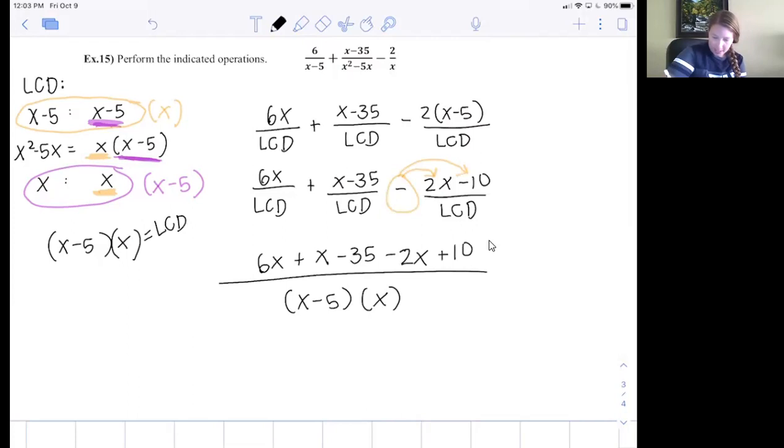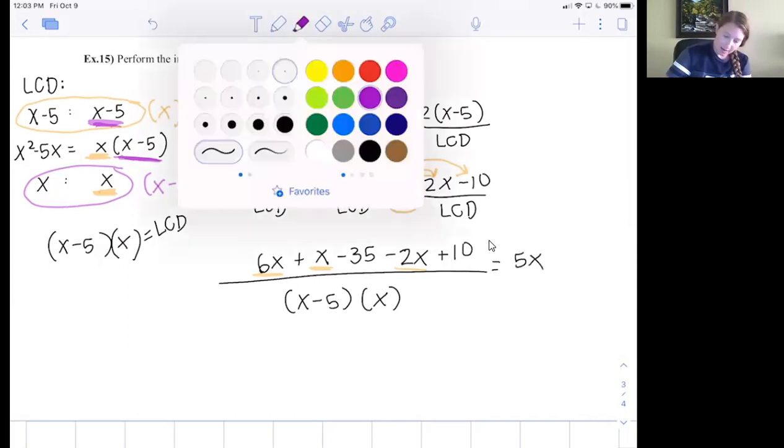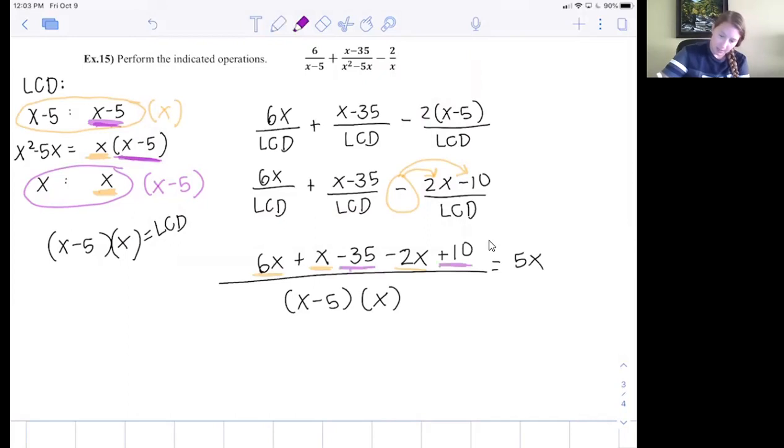Okay, now I'm going to simplify this, combine like terms. And I've got a 6x. I'm so sorry, and a 6x. So I've got 6x plus x, which gives me 7x, and then minus 2x, so that gives me 5x. And then I've got negative 35 plus 10, which gives me negative 25 over x minus 5 times by x.